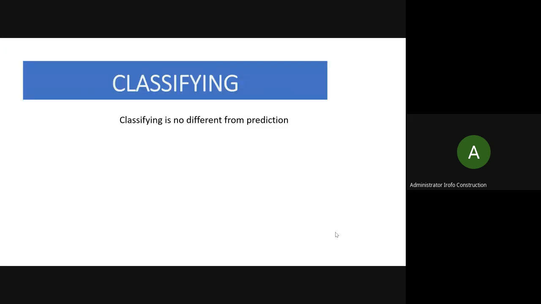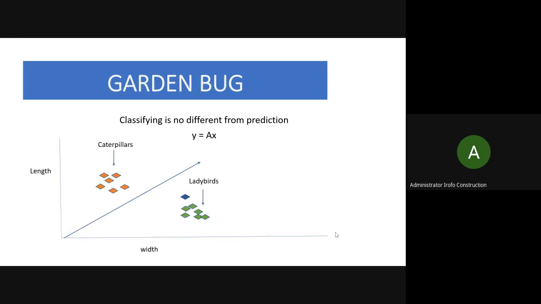So now let's go to classifying. We are done with the predictor. This is what we're going to do. We want to classify garden bugs. See, the green ones are called ladybirds, and the orange ones are called caterpillars.